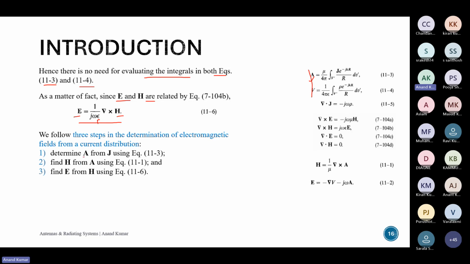We determine the auxiliary vector potential A from J from 11.3. This equation is what we'll solve first. We know the current distribution, so this information will be known to us. J is the current distribution. So we know J, we find out A by integration. Once we have A, we can find out H. And once we have H, we can find out E using this expression over here.